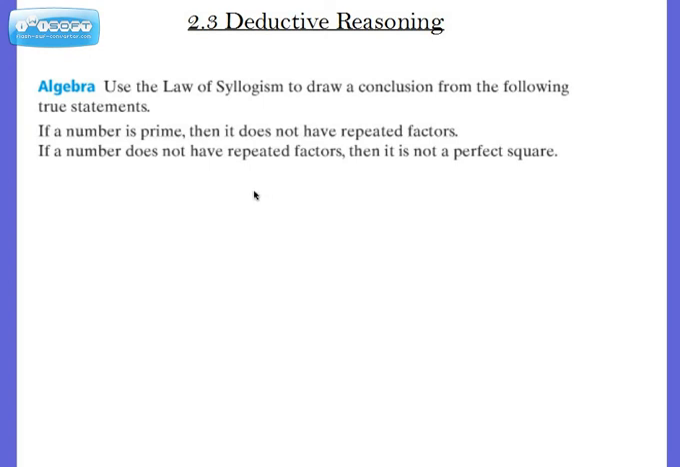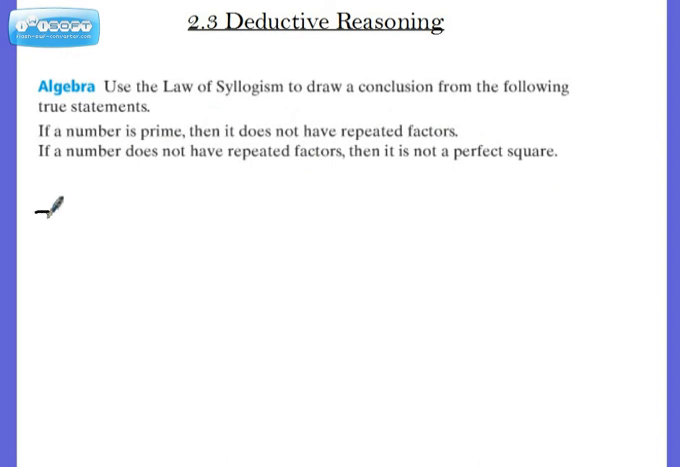And what we're going to be able to do is basically combine these two into one. So if you have two conditionals and the hypothesis of the second one and the conclusion of the first one are the same, then we can combine those two together using the law of syllogism. So for this, if a number is prime, then it does not have repeated factors. And if a number does not have repeated factors, then it is not a perfect square. So a number to be prime, repeated factors, not a perfect square.